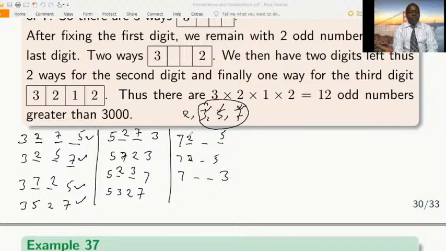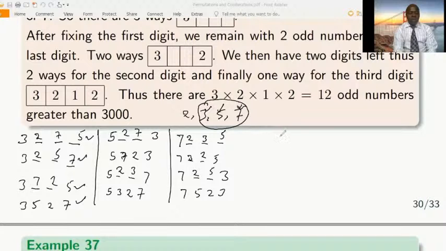So if it's 2, then this will be 3. If it's 3, then this will be 2. And this will be 2, 5, and this will be 5, 2. So these are the numbers, and you discover these will be 12 numbers. And you see the reasoning.